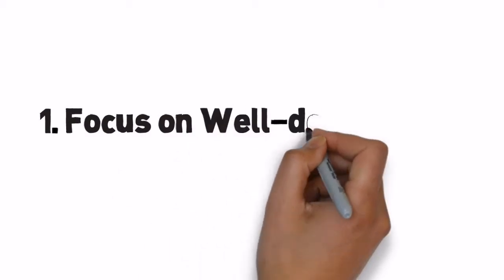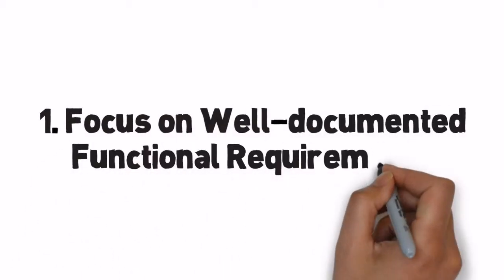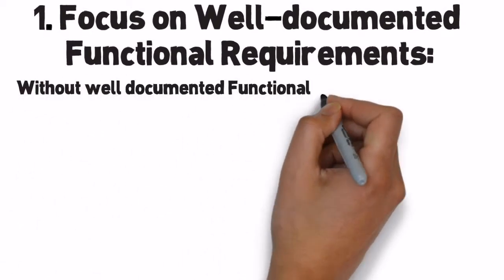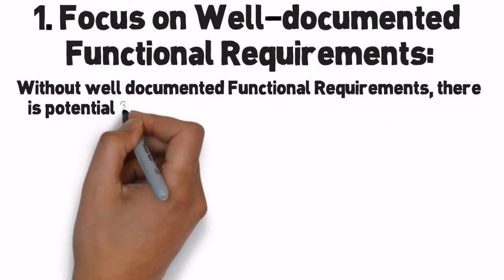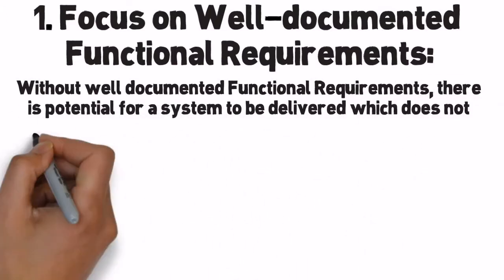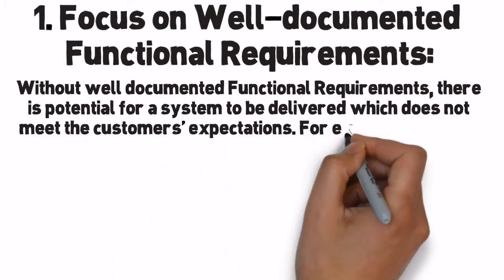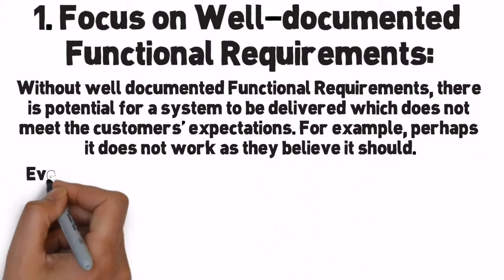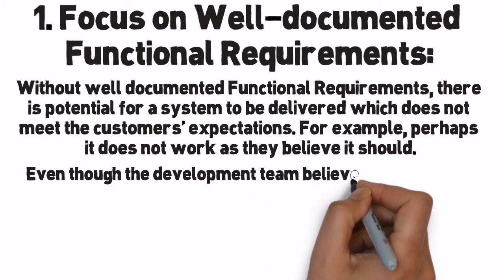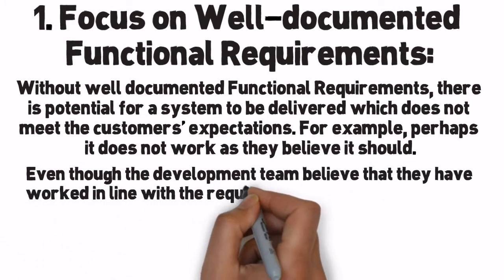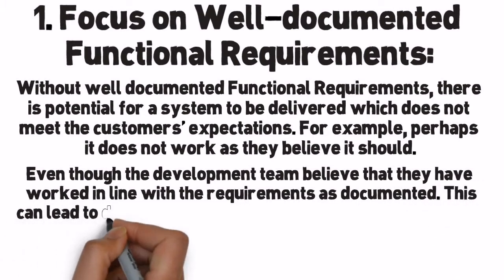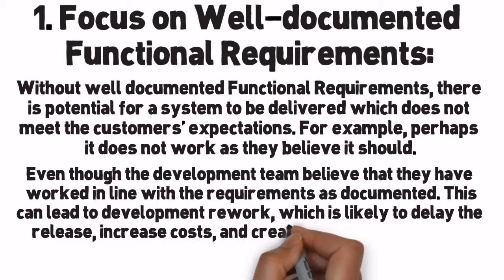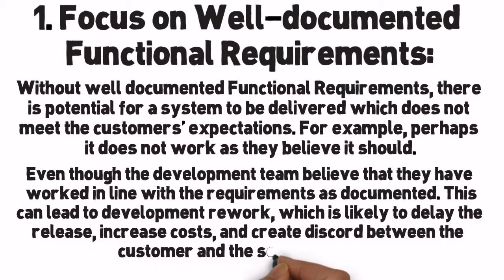1. Focus on well-documented functional requirements. Without well-documented functional requirements, there is potential for a system to be delivered which does not meet the customer's expectations. For example, perhaps it does not work as they believe it should, even though the development team believe that they have worked in line with the requirements as documented. This can lead to development rework, which is likely to delay the release, increase costs, and create discord between the customer and the software team.